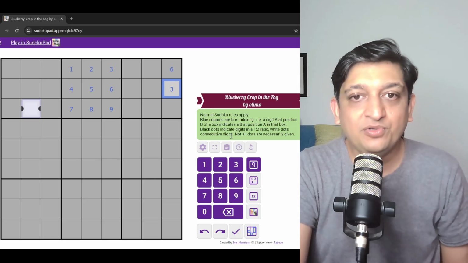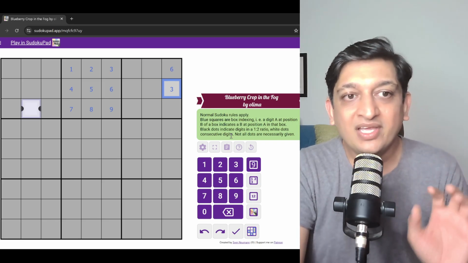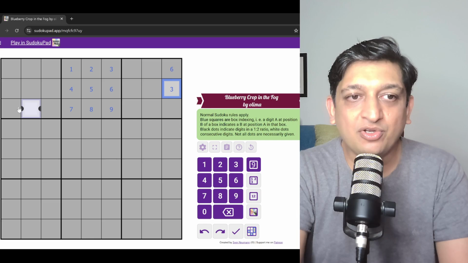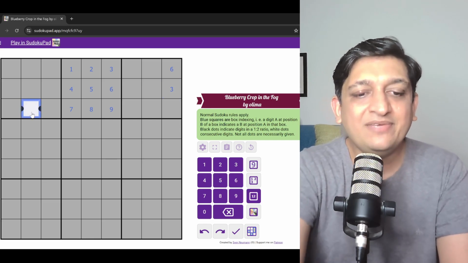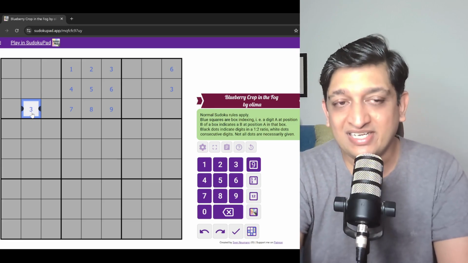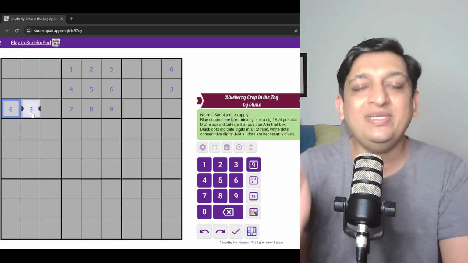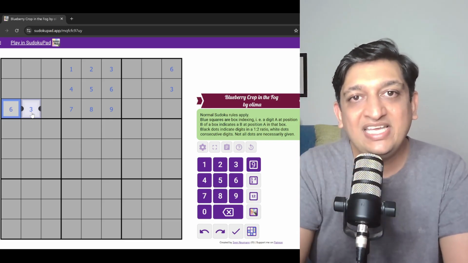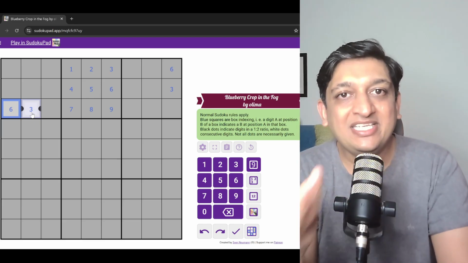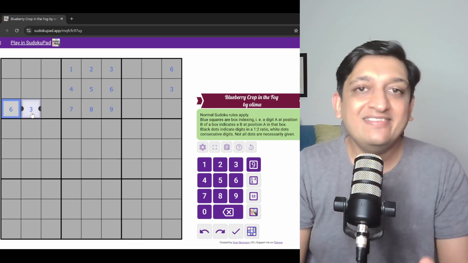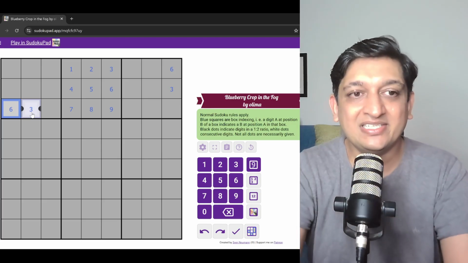The second thing that we know here is black dots indicate digits in a 1:2 ratio, which means that if there is a black dot between, let's say, these two squares, and there is a digit 3 present here, then this square will have to be a 6, because 3 and some other number have to be in the ratio of 1:2. Now 3 can't be the number that is 2 parts, which basically means that 3 is the number that is 1 part, so the other square will be 6.